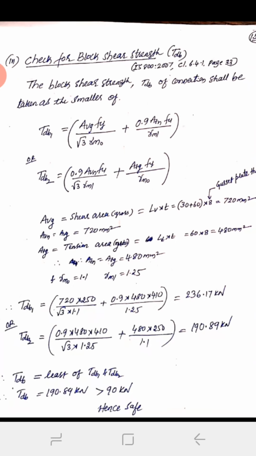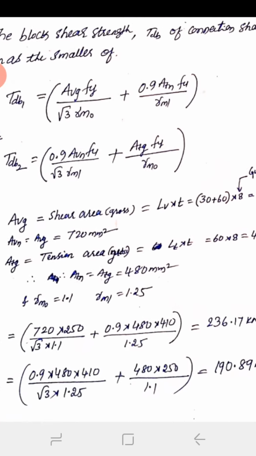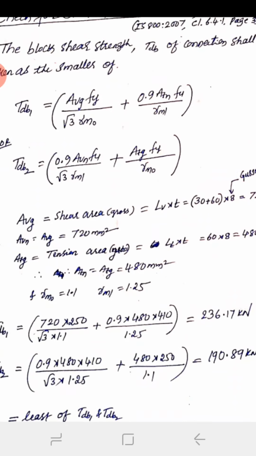As I mentioned earlier, this formula is also given in IS 800 2007 at clause 6.4.1, page number 33. If you refer, you will get this formula where they mention that the block shear strength TDB of a connection shall be taken as the smaller of the following. So these two formulas are given, TDB1 and TDB2. The same formulas are used in bolted connections also. You have to use the same formula for welded connections also.